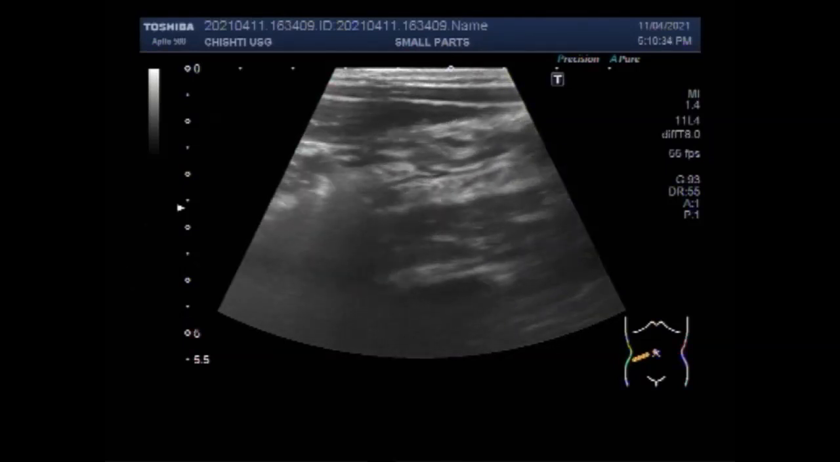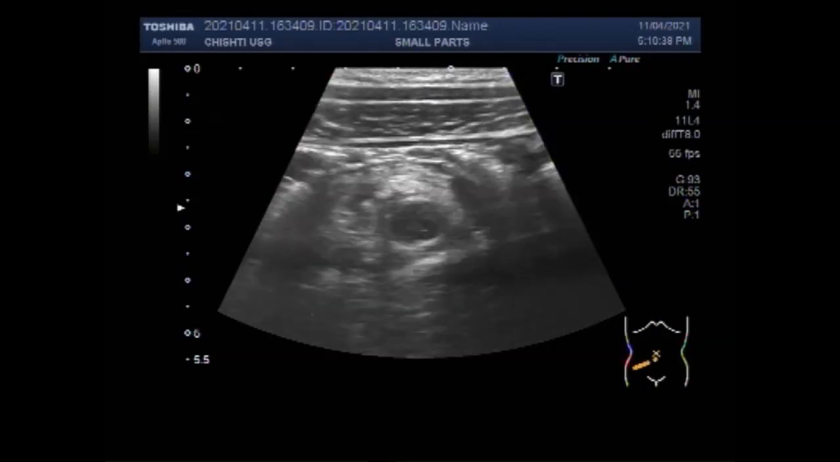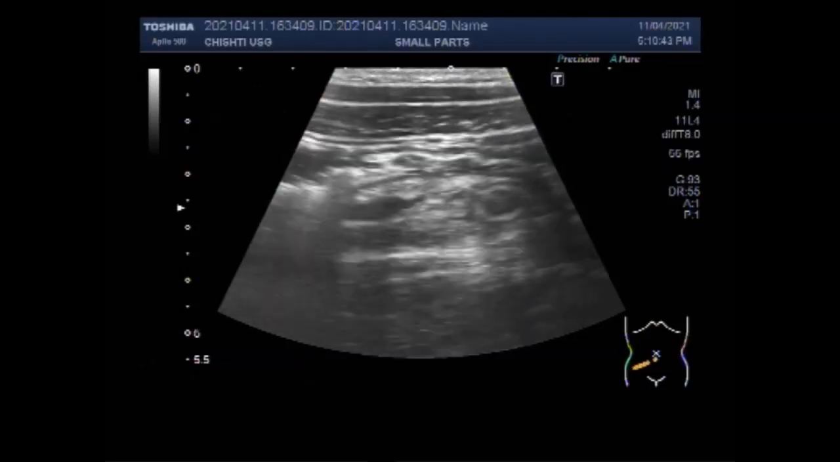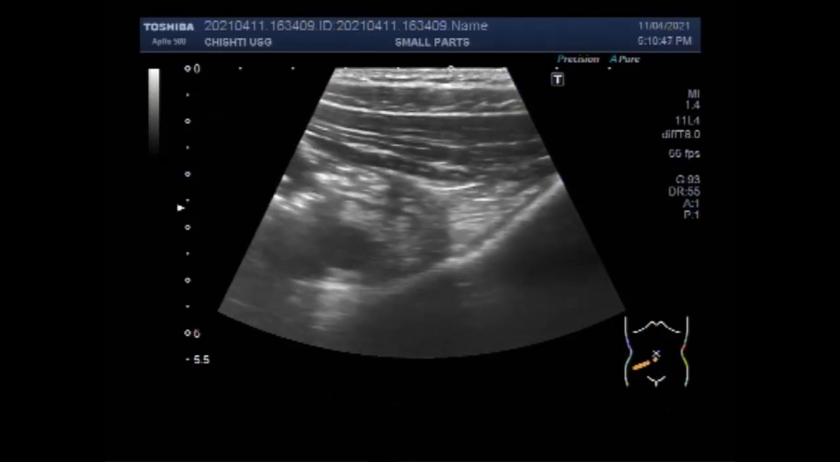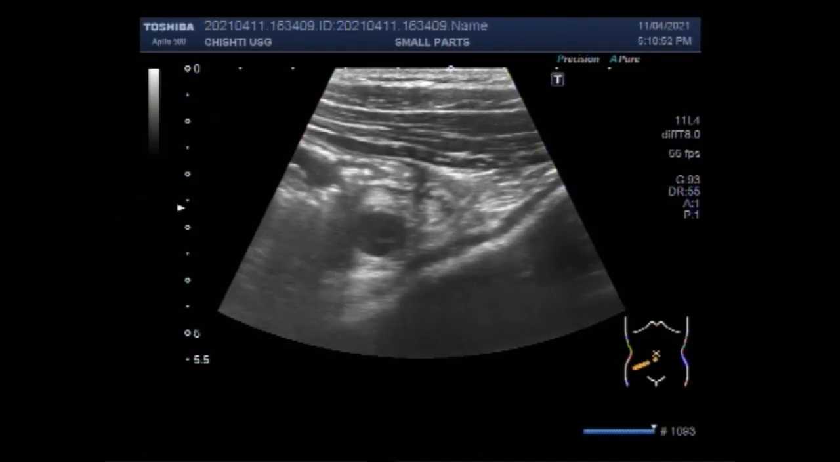Sonographic criteria for the diagnosis of appendicitis include a non-compressible, blind-ended, aperistaltic tubular structure in the right lower quadrant arising from the base of the cecum. You can see the ascending colon, and this area is the cecum, and you will see the appendicitis just around this area.